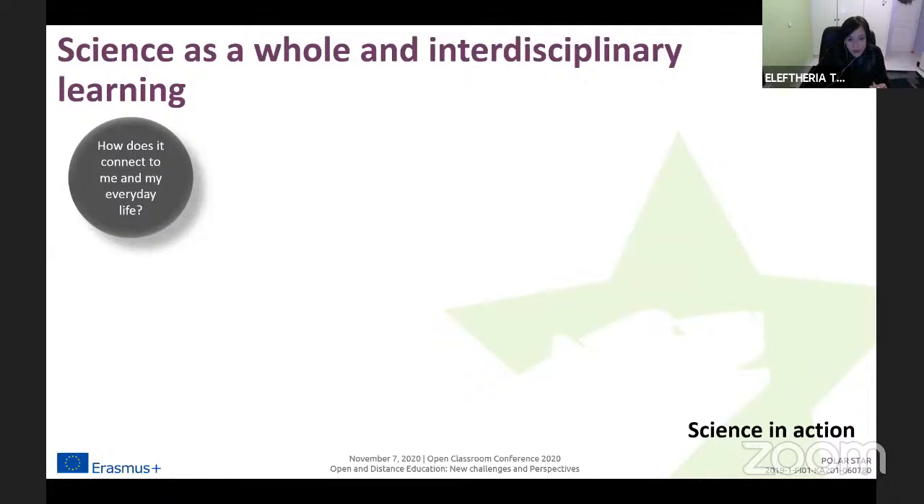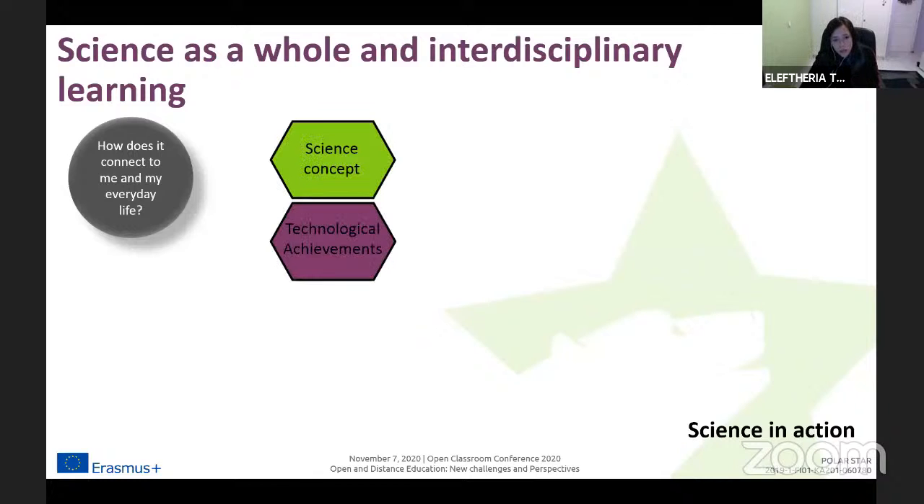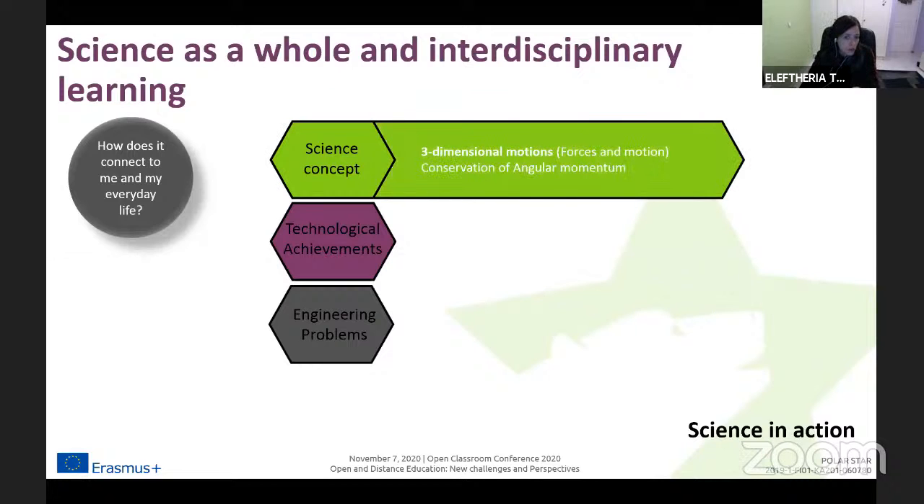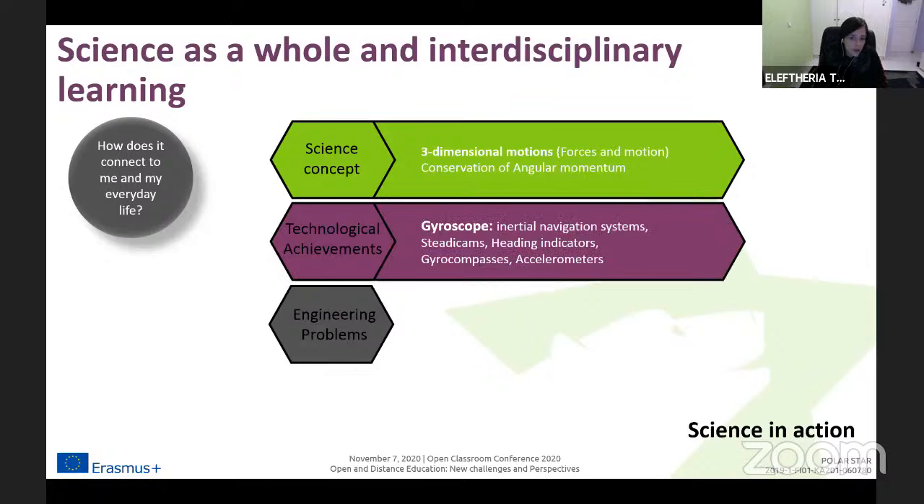So to get to the third part that we haven't discussed yet, the technology and engineering part, this is also, again, like seeing science in action. You have a science concept which is related to technological achievements and engineering problems. So for example, if you're teaching your students angular momentum and the conservation of angular momentum, even for me as a physicist, if I have to teach it, I will probably get bored doing that. But if I start by talking to my students about the gyroscope, or if I do it by playing around with Steadicams or accelerometers or gyro compasses, then it would definitely be much more fun.